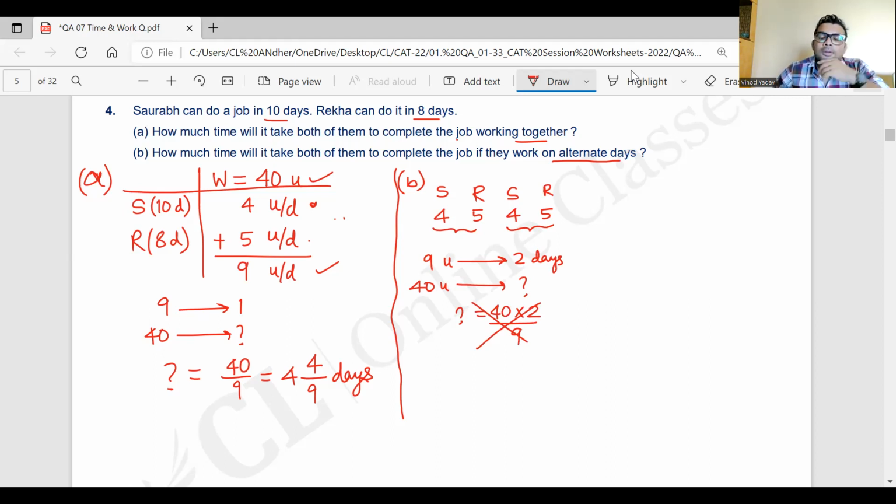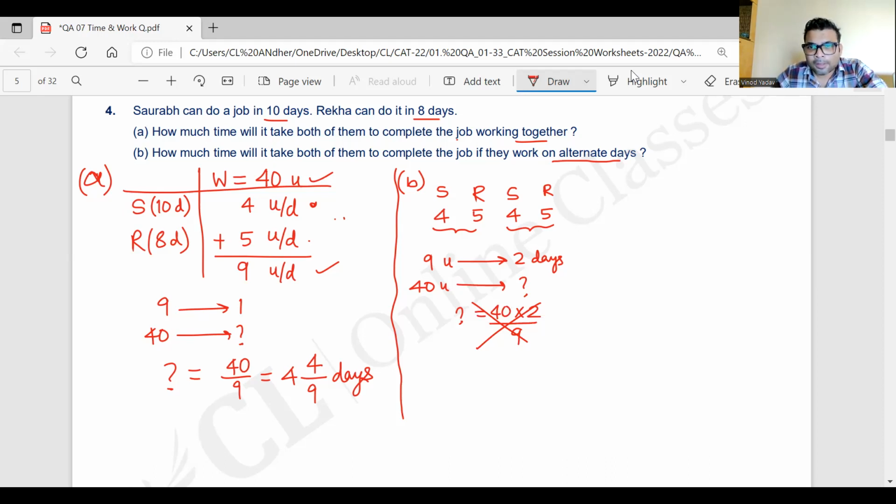Because here, this cross multiplication works logically in a scenario where rate is uniform. For example, if I say 10 chocolates cost 20 rupees, there is a standard assumption that every chocolate is of the same price. Means every chocolate costs 2 rupees, I can say that.